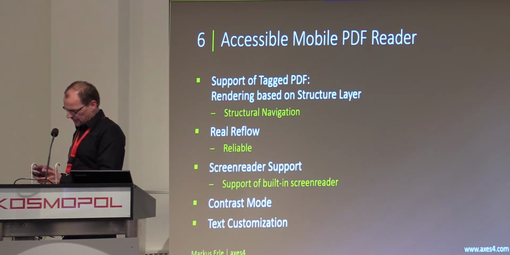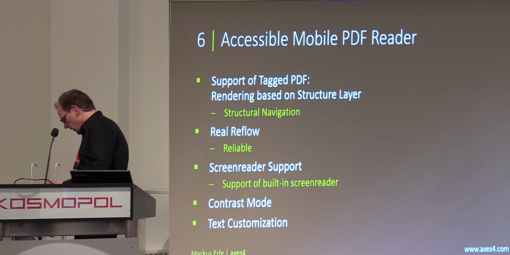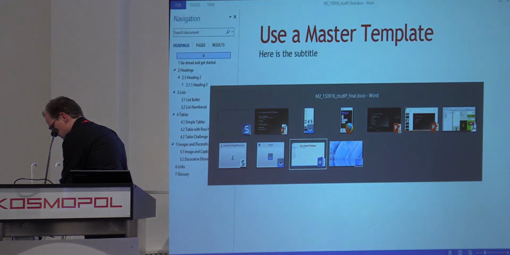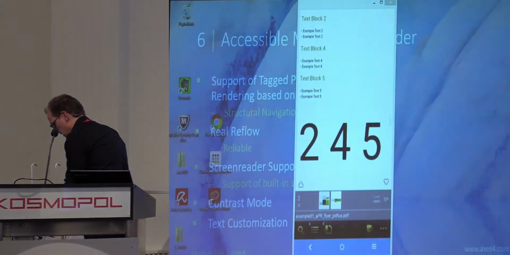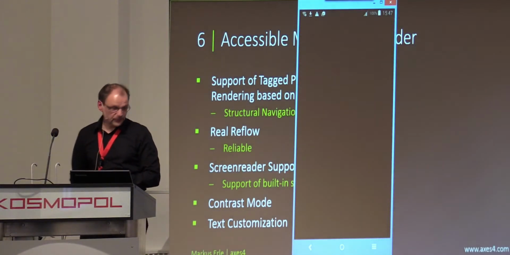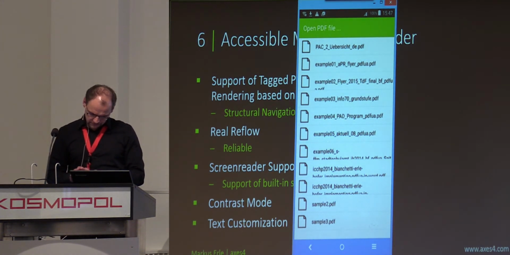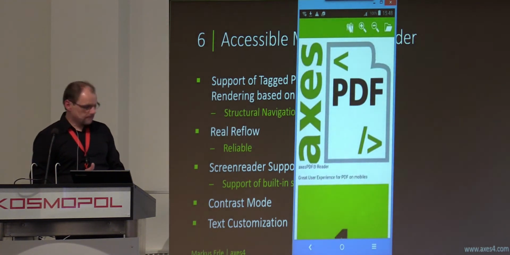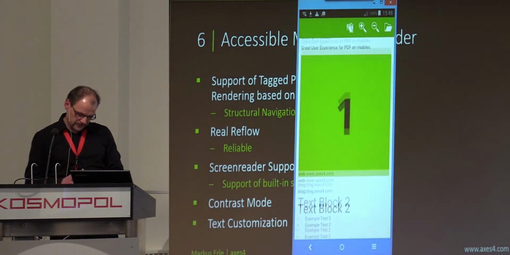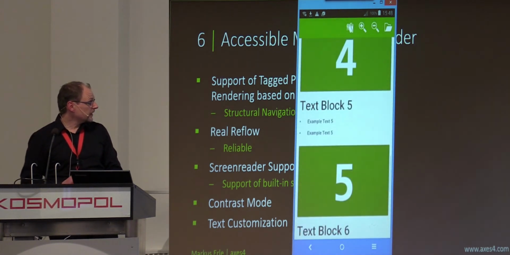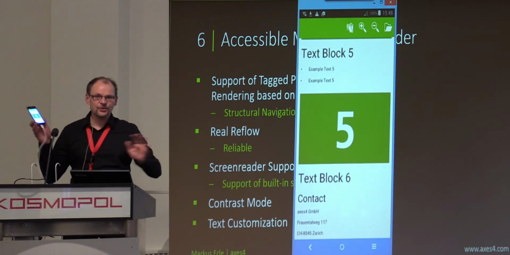So I go to my example file. XS4 Reader is what it's called, and I open my file. And you see the logo is first, then the first image, text block 2, image 2, and so on. It's the correct order. Here on my device, it's no trick, no magic.